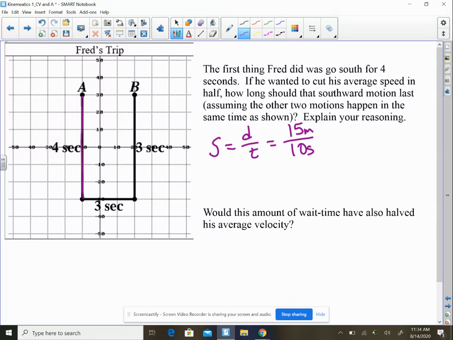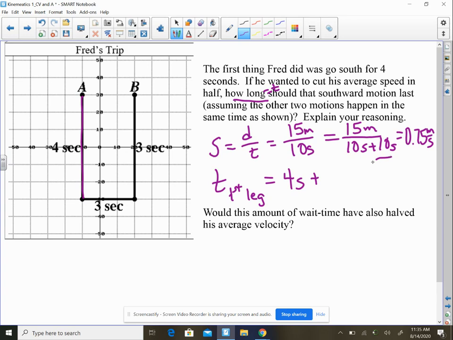And so since we are changing how long, which refers to time, then we need to double the time. And so to get half the speed, we are going to have our original 10 seconds plus another 10 seconds to get, instead of 1.5 meters per second, 0.75 meters per second. And so if we do that, the time for the first leg would be our 4 seconds plus 10 more seconds for a total of 14 seconds. And so that's how we would half the speed.